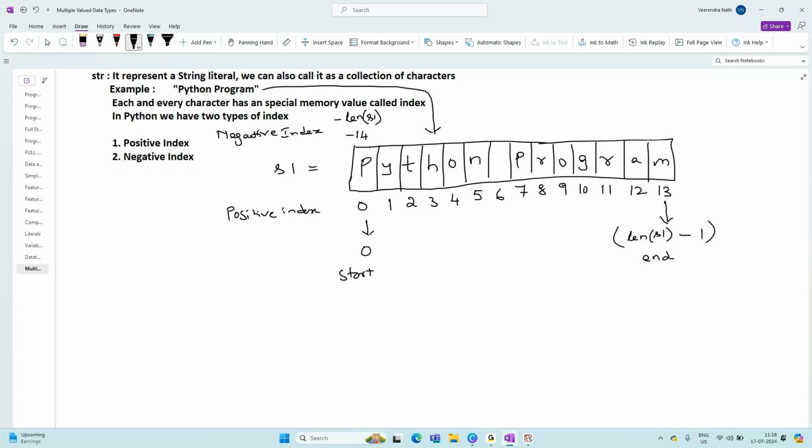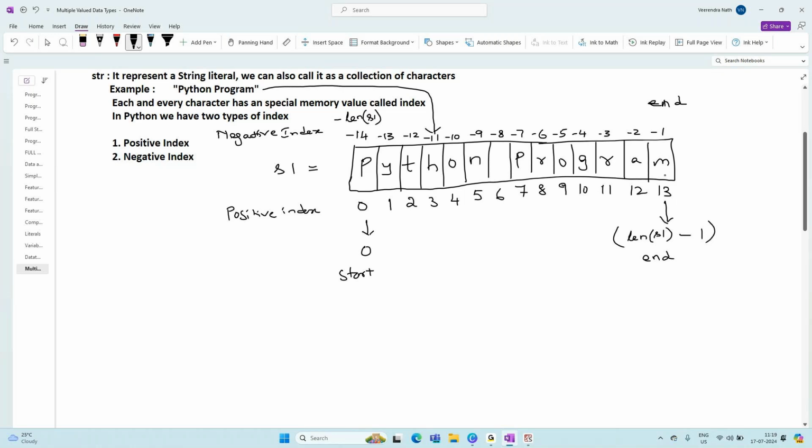Now tell me. Minus 14, minus 13, minus 12, minus 11, minus 10, minus 9, minus 8, -7, -6, -5, -4, -3, -2, -1. Where did it start? Minus len of S1. Where did it end? It ended at -1. So what is -1 here? -1 is the end.